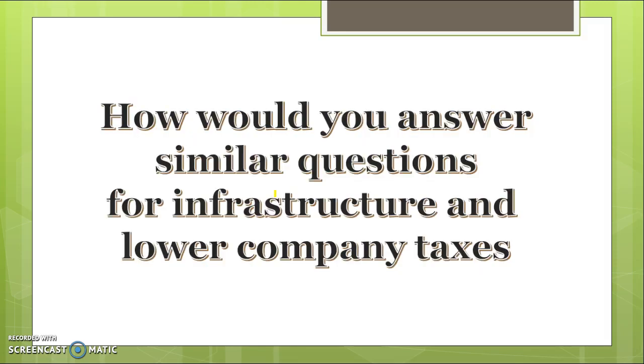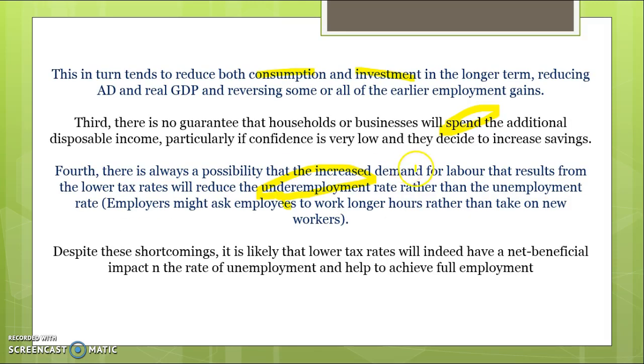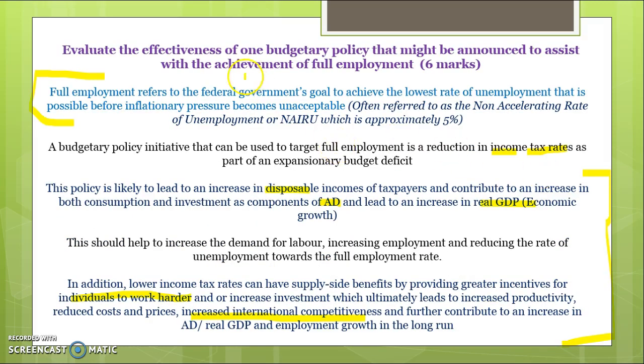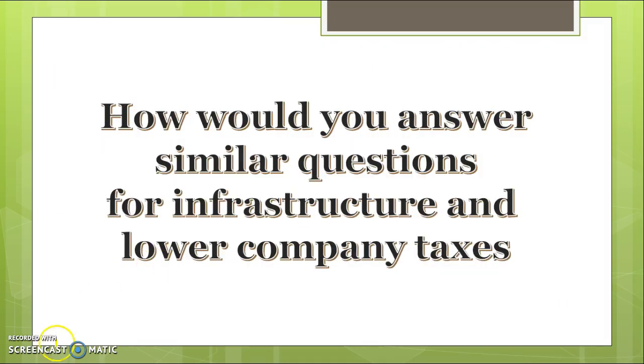So in your answer, you've talked about underemployment increasing instead, consumers and businesses not increasing their spending when they get the tax cut, crowding out, and we've talked about the long implementation lag associated with the policy, as well as summarising all the key benefits of that policy for growth. We'll talk about a few other ones in the next video.